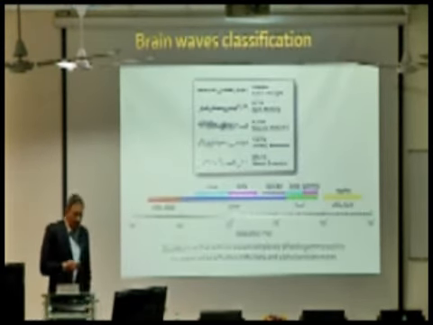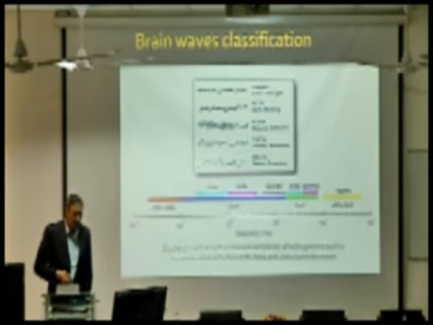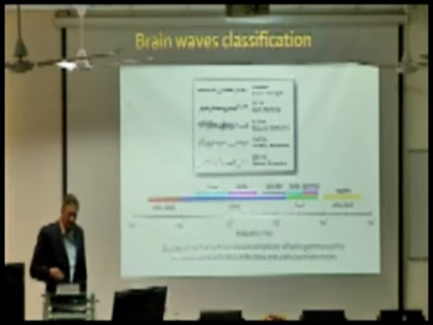And on the basis of this, different types of EEG waves are classified. They're called gamma, beta, alpha, theta, and delta waves, and they have different tasks.